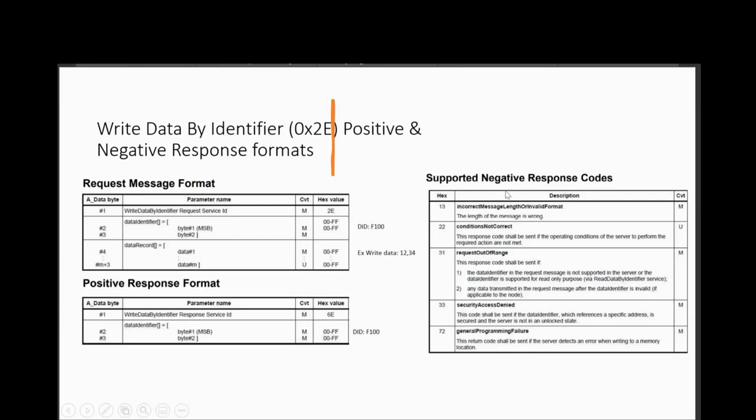These are the supported negative response codes, like incorrect message length or invalid format. This is common for most services. Conditions not correct is common. Request out of range is also common. Security access denied is common. General programming failure will be used during programming, when we use this WDBA service; in that case this NRC will come. Otherwise, normally it will throw one of the above.